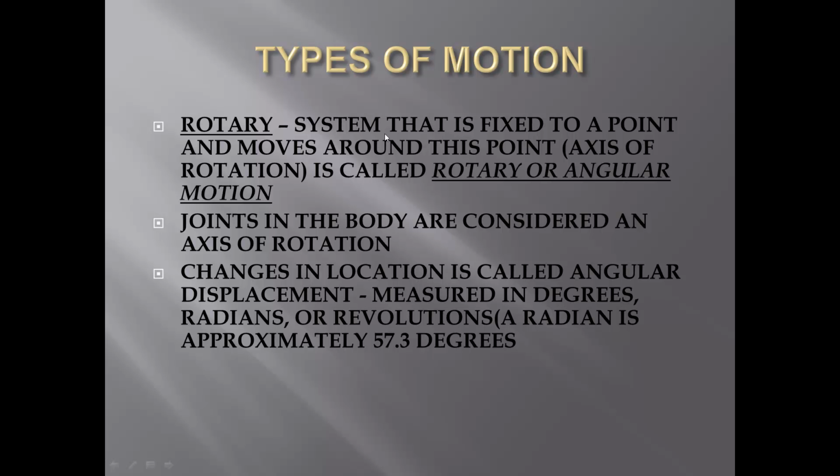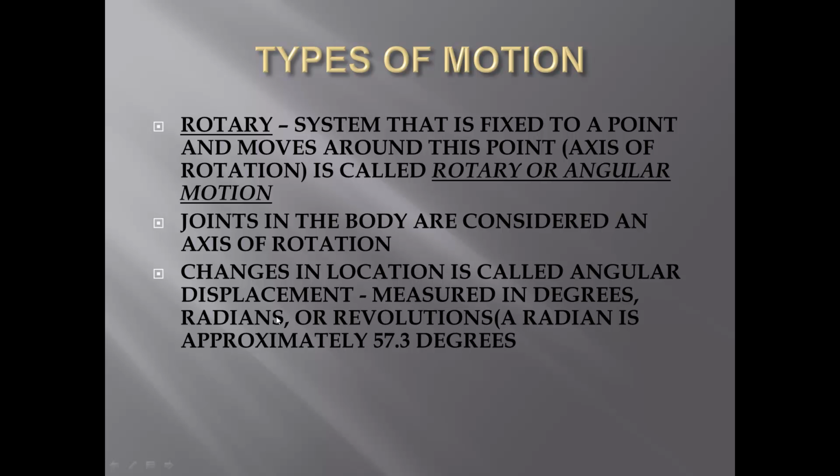In rotary types of motion, the system is about a fixed point and moves around this point called the axis of rotation. Joints in the body are considered an axis of rotation. Now, changes in location is called angular displacement. It's going to go in a circle, or it's going to go a curvilinear path that's partial, but it's still considered angular or rotary. And movement in that angular path is going to be measured in degrees, radians, or revolutions.